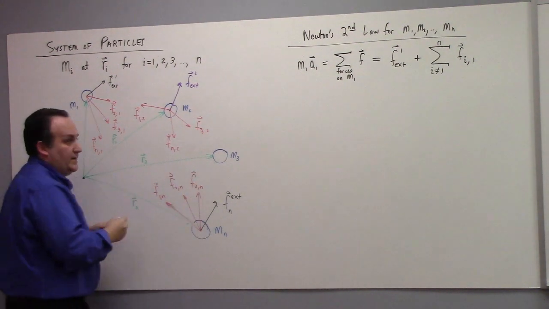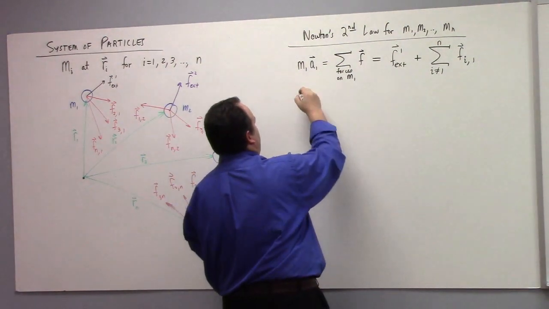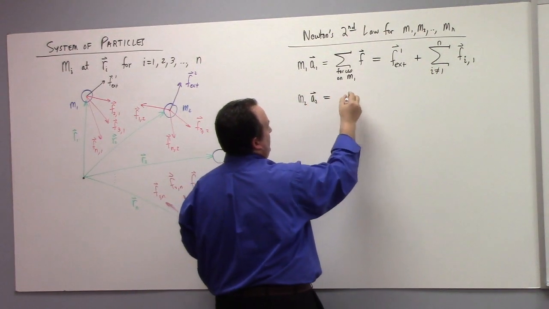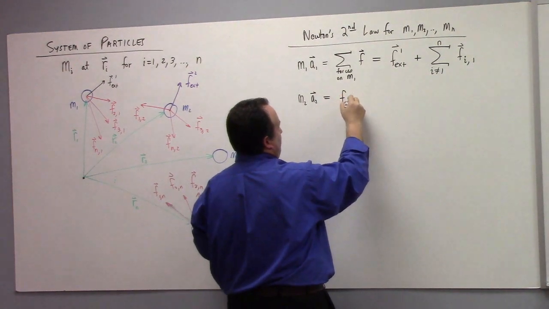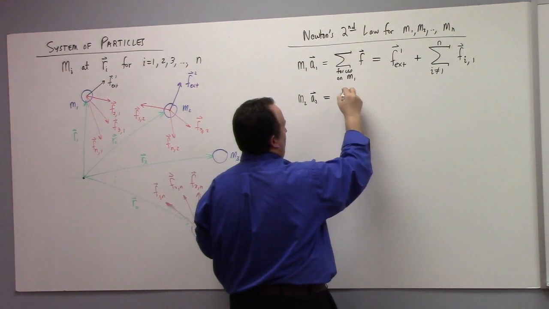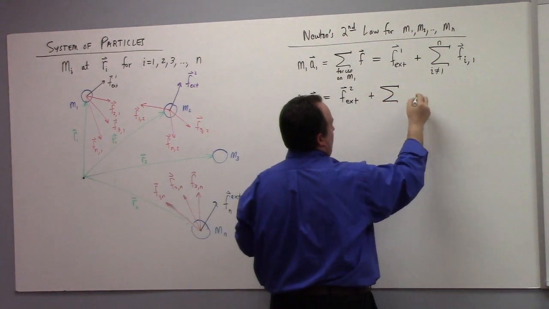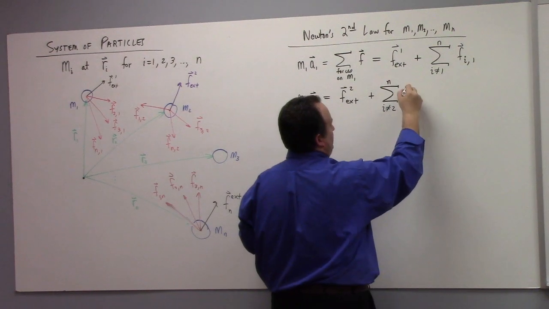Okay, so what's next? We have m2 a2 is equal to the sum of the forces on m2. So what is that? That's the external force on 2, plus this time the sum over i not equal to 2 up to n. Any questions about that?